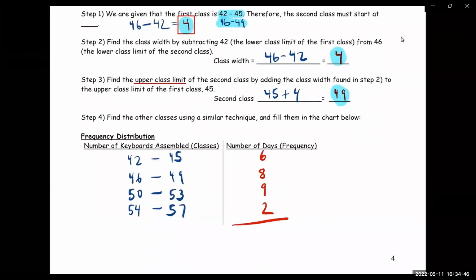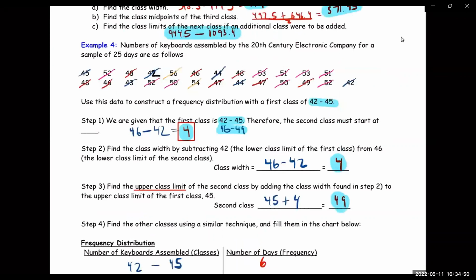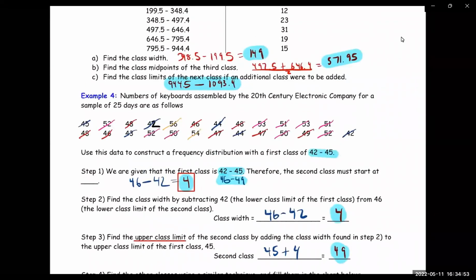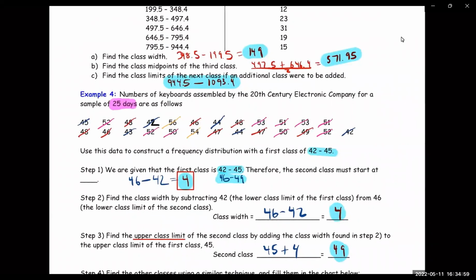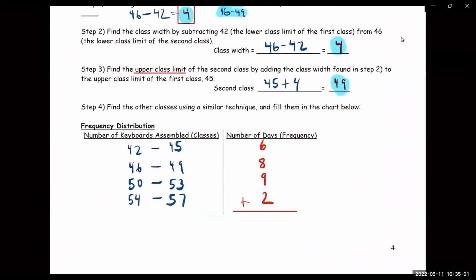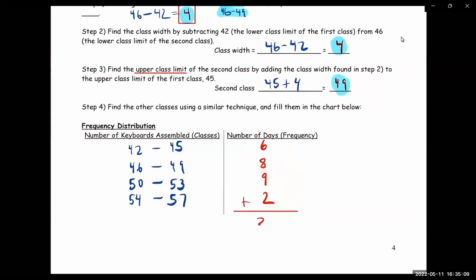Let's add them up just to make sure that it is equal to the total number, which should be 25. According to them, there's a total of 25 days. So the total should be 25. Let's see if we did that right. 6 plus 8 is 14, plus 11 is 25. Yes.